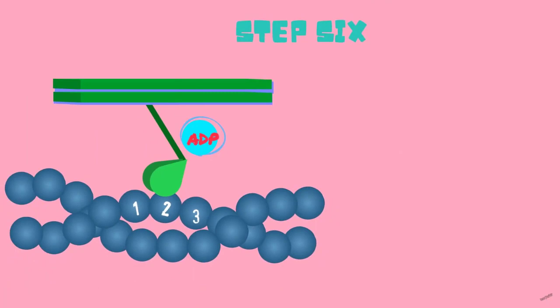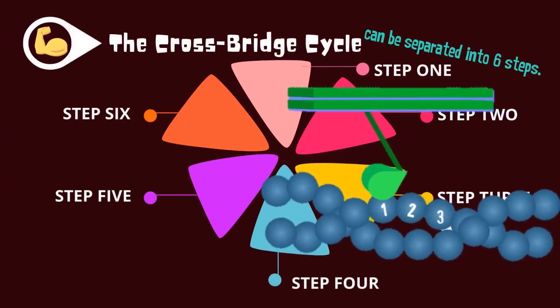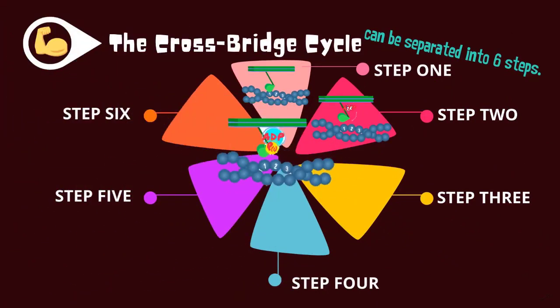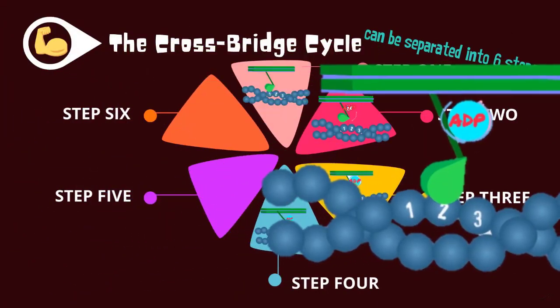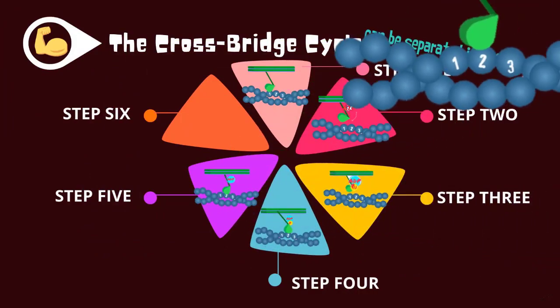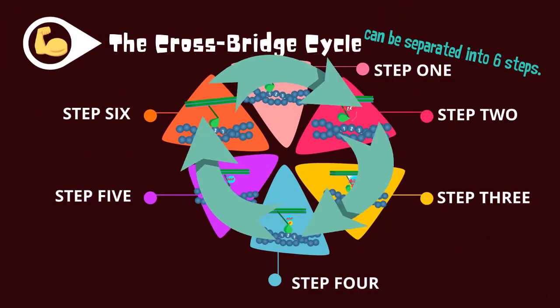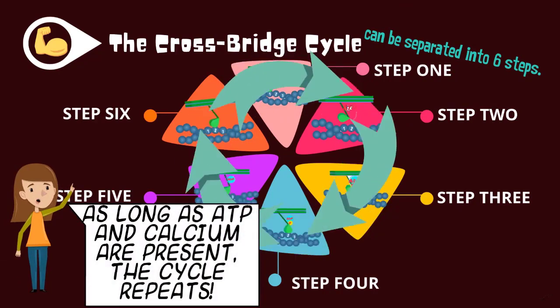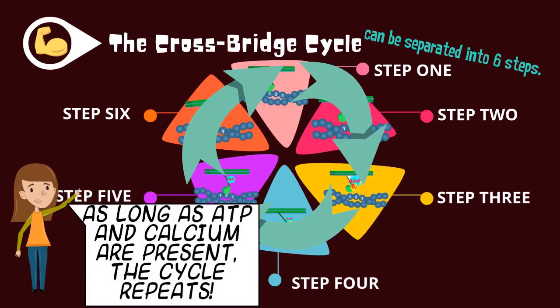Then ADP is released from the myosin head, and there is a return to the rigor state, where actin and myosin are tightly bound. So there you have it, the cross-bridge cycle of muscle contraction in 6 steps. As long as ATP and calcium are present, this cycle will continue to repeat.